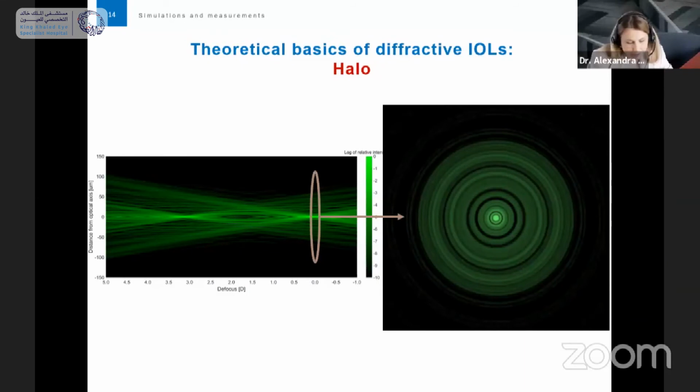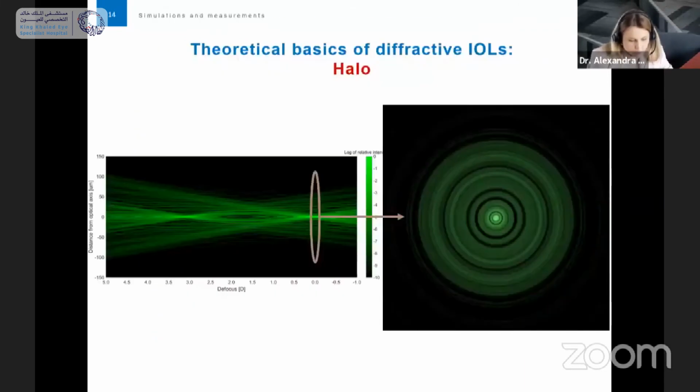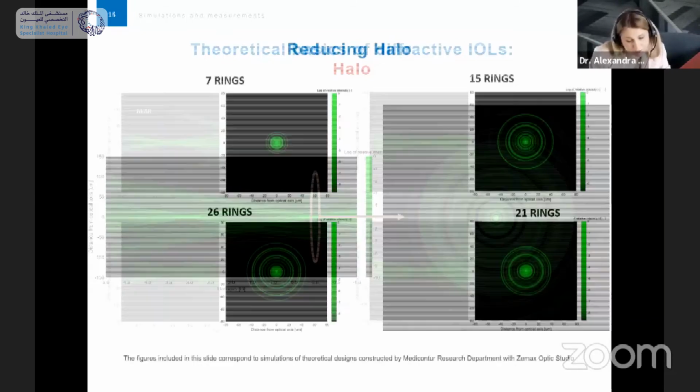And this is exactly what is here, the theory, and this is the first simulation that was done in a laboratory. This is the far focus, and around it the loss of light. When you just take a sagittal cross section, you see that this halo around might be a theoretical basis of diffractive IOL halos.